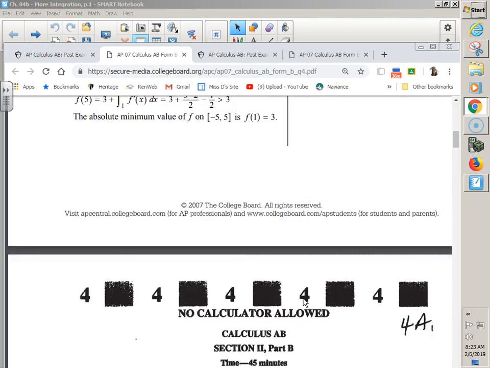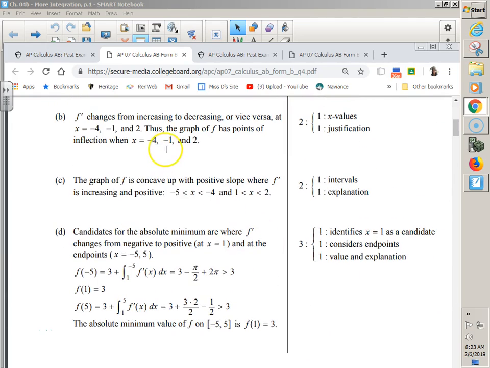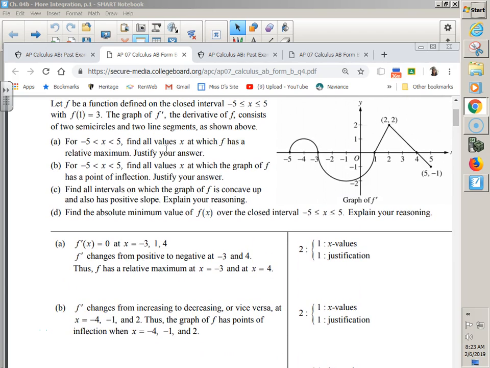Okay, what was letter C? Sorry, I want to see hands. How many people at least got the right points for that one? Oh, no, it's okay. You got at least one or two. Okay.